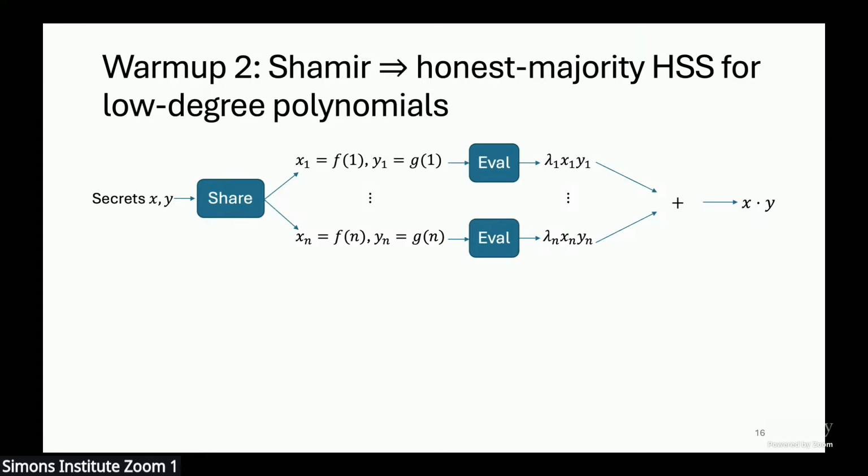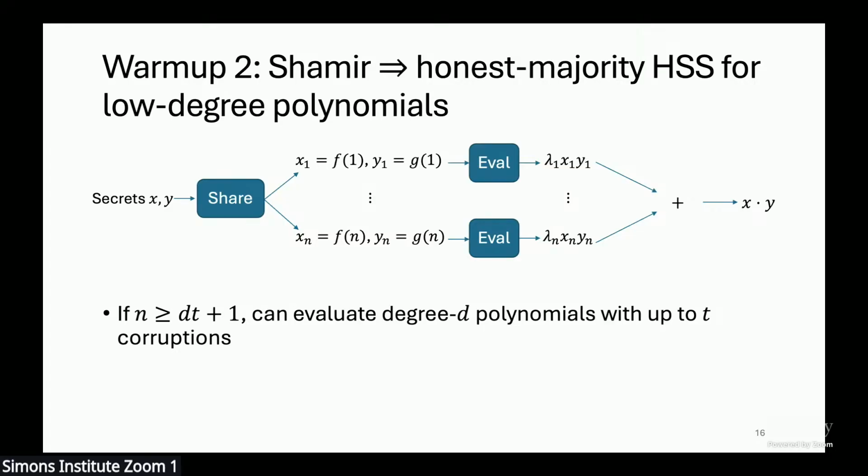Second warm-up, if we want Shamir sharing in the multi-party setting, so now n parties instead of two parties in some honest majority setting, then you could again exploit this nice multiplicative property of Shamir sharing, where if we have two secrets X and Y that are Shamir shared, the parties can pointwise multiply their shares to do some kind of homomorphic multiplication in the eval procedure. And then after doing this, if you multiply by the Lagrange reconstruction coefficients, lambda 1 up to lambda n, you end up with exactly an additive secret share of the result X times Y.